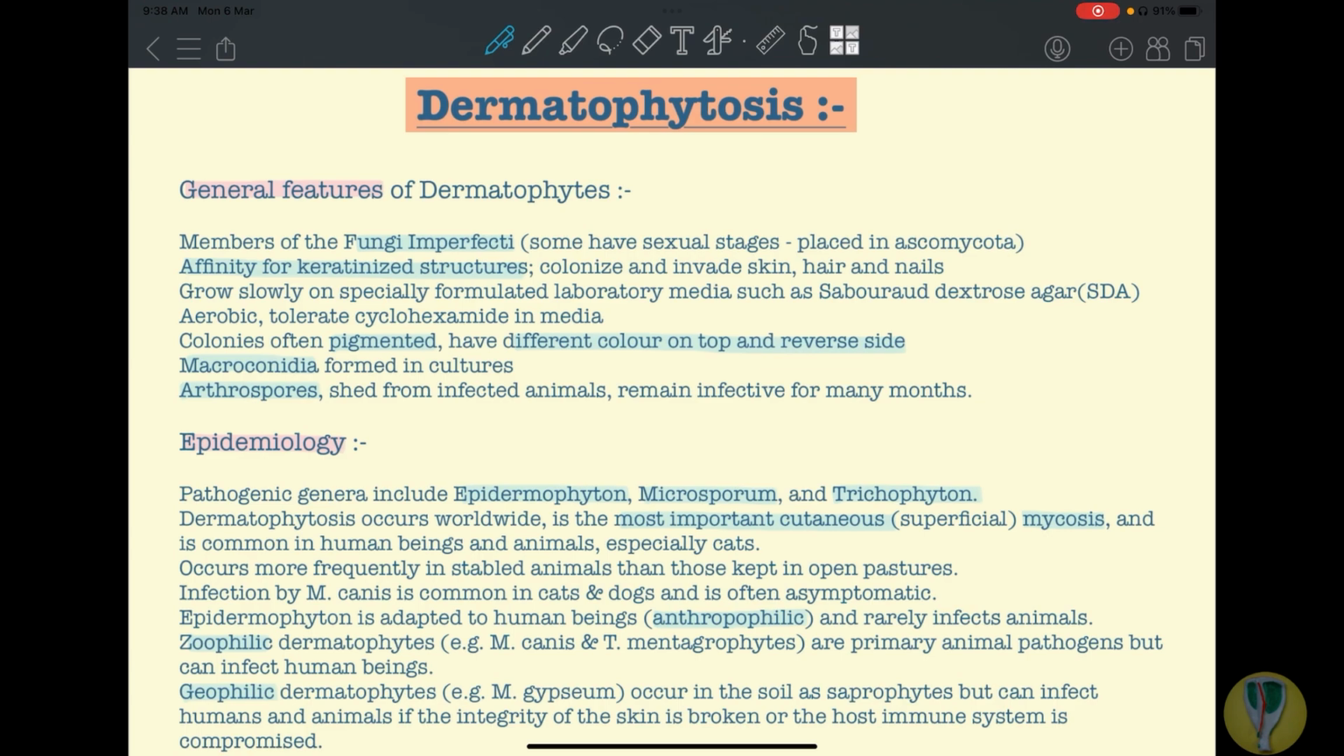They grow slowly on specially formulated laboratory media such as Sabouraud dextrose agar and dermatophyte test medium. They are aerobic, just like other fungi, and the colony is often pigmented, having a different color on the top and reverse side. They form macroconidia, which are the basis of differentiation of species between dermatophytes, and arthrospores, which are the infective part of this fungus.